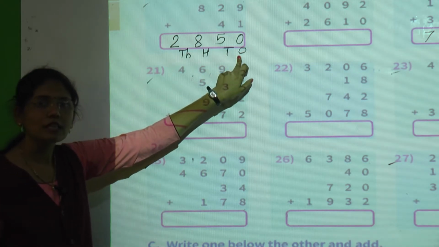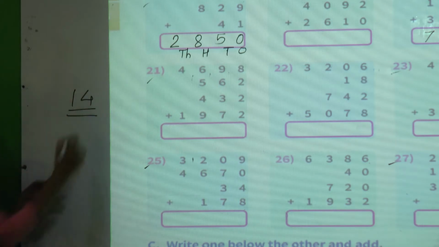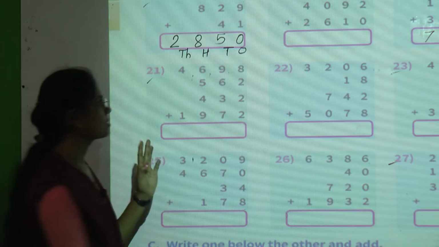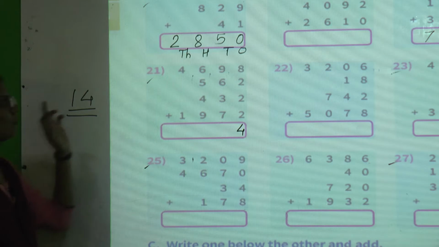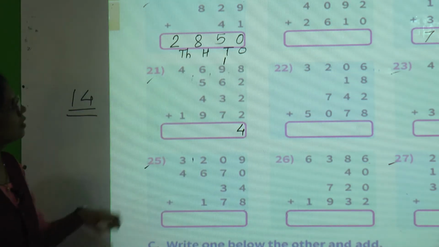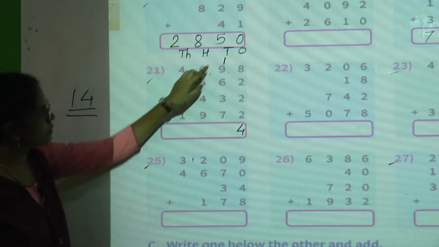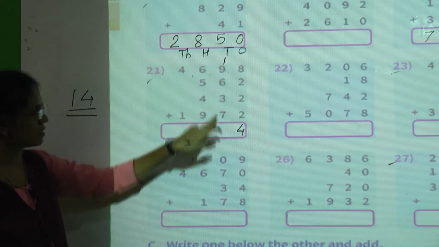Now what is this? Ones. 14 ones. Now 14 ones means what? Yes, 14 ones means 1 ten and 4 ones. So at ones place we will write 4 and this one we will give as carry to the tens place digit. Now see the tens place numbers. At tens place 1, 9, 6, 3 and 7, these digits are there.